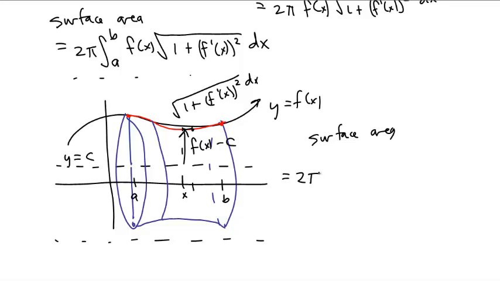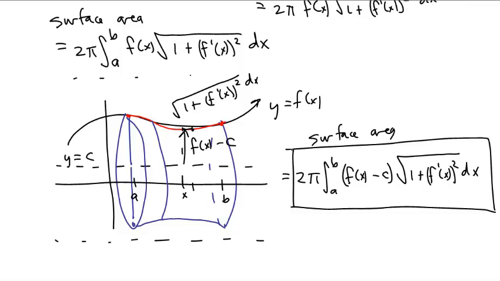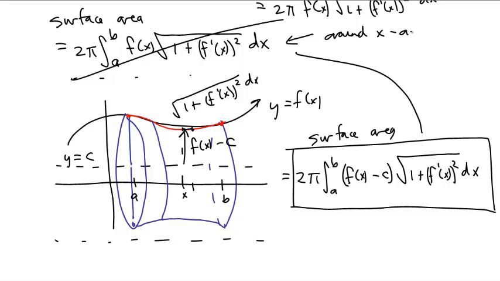It will be 2 pi, the integral from a to b, f of x minus c times the square root of 1 plus the derivative of f squared dx. And in fact, with this formula, you can use absolute values if you want to take care of the cases of the horizontal axes that are above your area. But this actually includes the earlier formula, because if this was rotating around the x-axis, also known as y equals 0, it would just put a 0 in there. So it is the same formula.